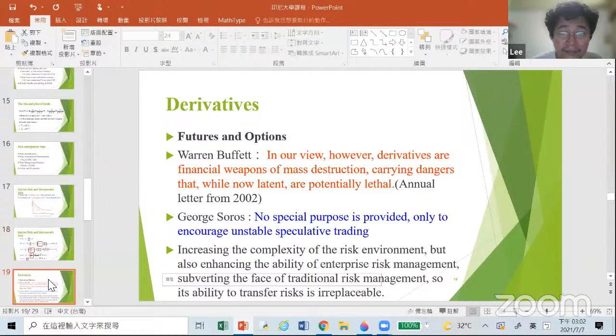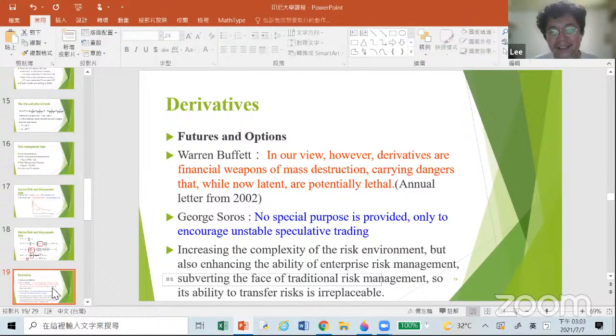Next, I'm going to introduce how to hedge by using derivatives. Normally we like to use futures and options, but today I'm going to focus only on futures. We don't have time to discuss options. And also, options are more complex compared to futures, I have to say.